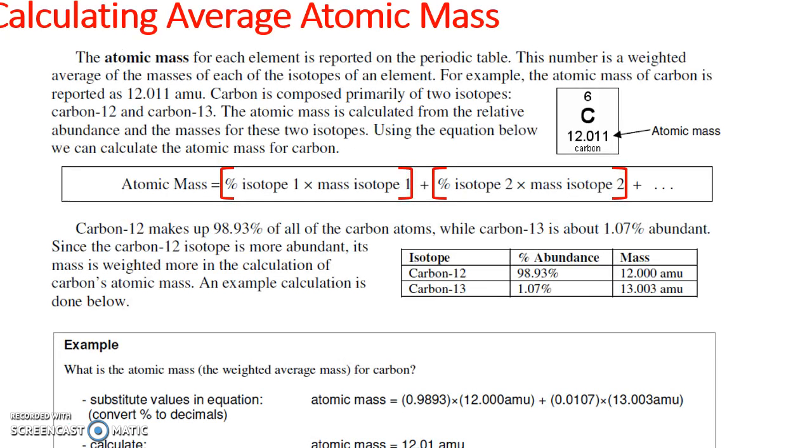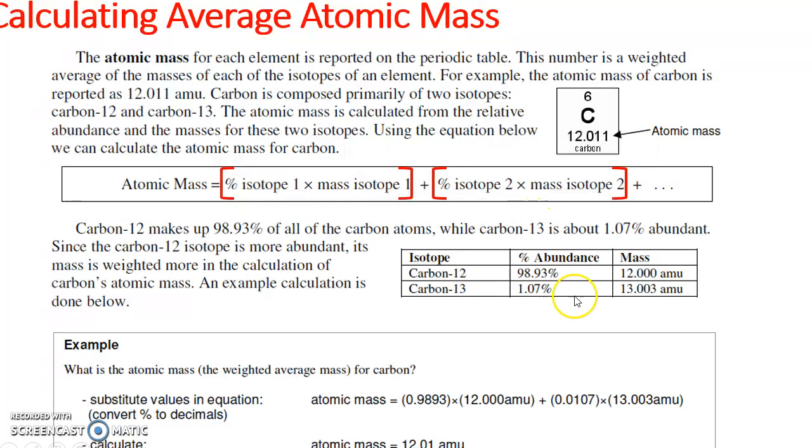So to calculate the average atomic mass, this is a little example, so you can pause and read through the top if you would like. But basically what you're going to do is calculate the atomic mass by taking the percentage of isotope 1, multiplying that by the mass of isotope 1, and then adding it to the same thing for isotope 2, isotope 3, etc. So for isotope 2, you would take the percentage, multiply it by the mass, and you do that for each one, and then you would add them all together.